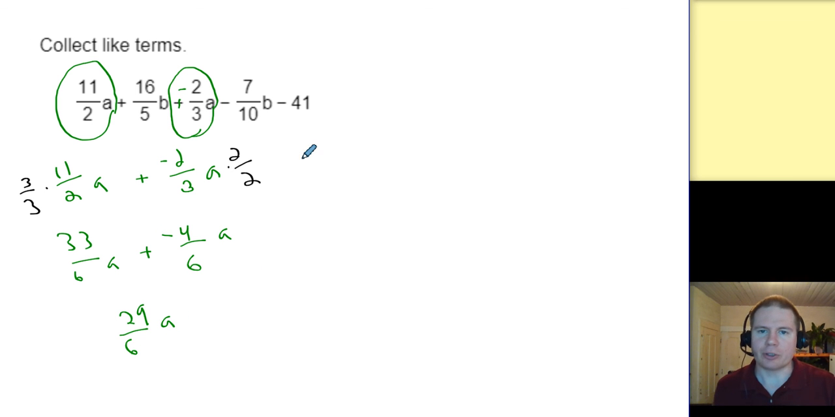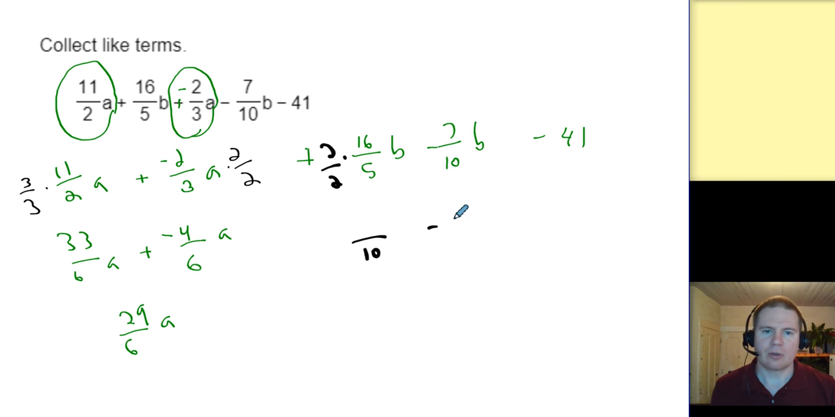Now we can turn our attention to my b terms here. 16 fifths b, and again negative 7 tenths b. Right? Notice in my structure, by going down my page, I have space here to extend the rest of the problem when I get around to it, right? That 41 has nothing to do with anything right now, but it's still part of the whole expression. So now for a common denominator, 5 times 2 is 10. So I can just use tenths as my denominator here, right? There's no reason to go into 50ths or anything bigger than that.